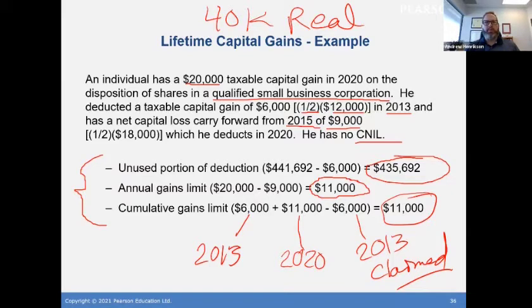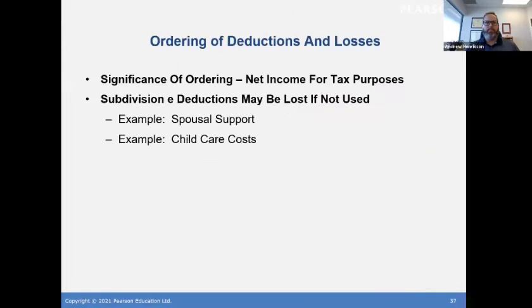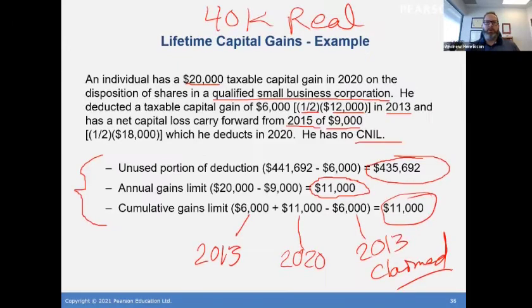So in this case, you pick the least of. The least of is going to be 11,000. So in other words, they'll be able to reduce that taxable income by 11,000. And next year, there'll be 435,692, or whatever the annual limit is, minus 6, minus 11.